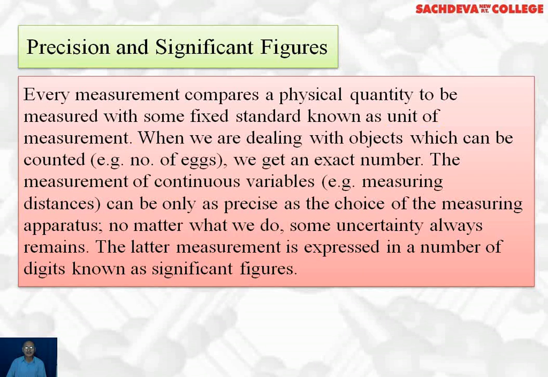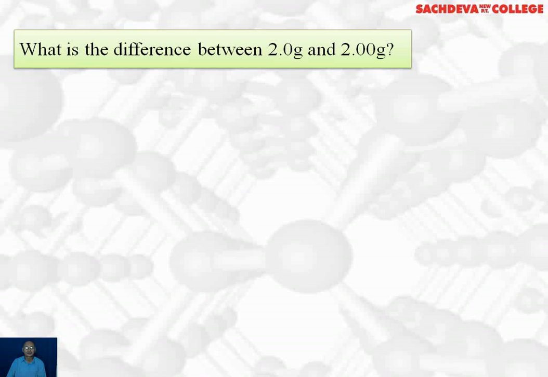When we are dealing with objects which can be counted, for example, number of eggs, we get an exact number. The measurement of a continuous variable, for example, measuring distances, can only be as precise as the choice of measuring operators. No matter what we do, some uncertainty always remains. The latter measurement is expressed in number of digits known as significant figures.